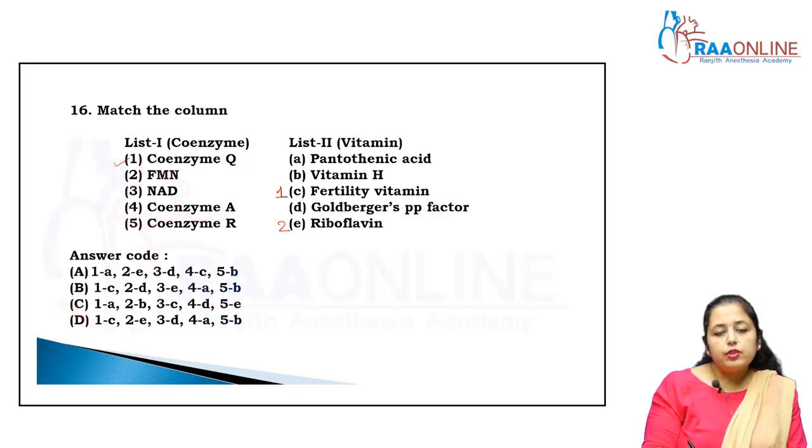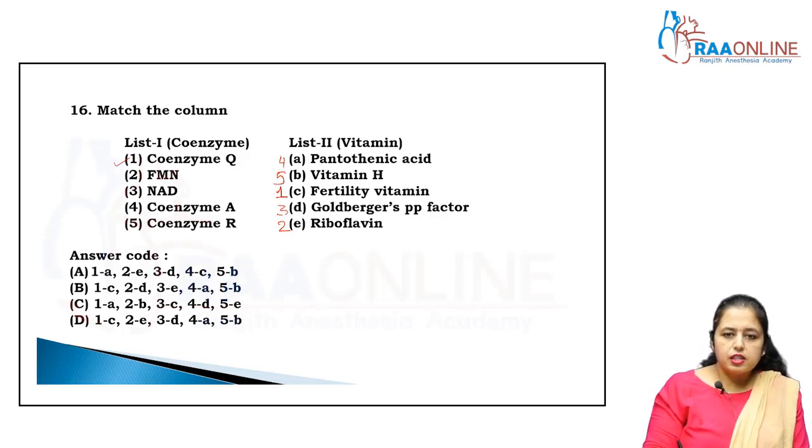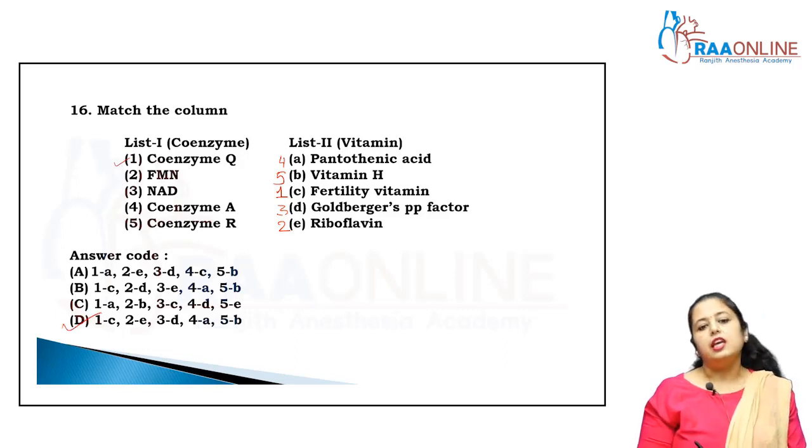NAD is related with niacin, vitamin B3, which is also known as Goldberger's PP factor. Coenzyme A is related with pantothenic acid, and coenzyme R is vitamin H, biotin, vitamin B7. Clear? So according to that, the answer is 1C, 2E, answer is D: 1C, 2E, 3D, 4A, 5B.